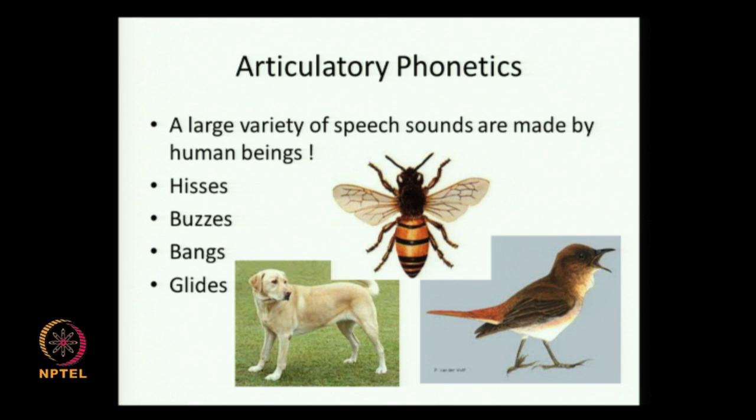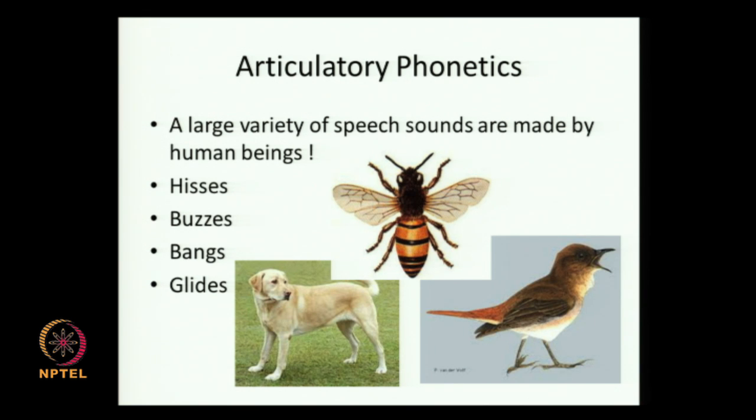Or they can produce sounds like glides. Say, for example, when you say l, when you say r, or sounds that are produced with a great explosion, like pa, ba. So human beings can produce all the four or five different kinds of sounds.